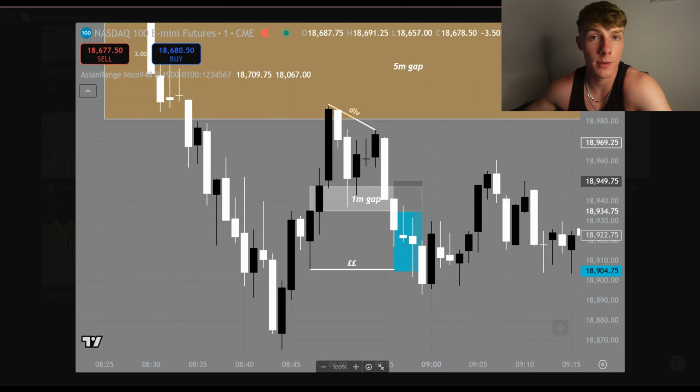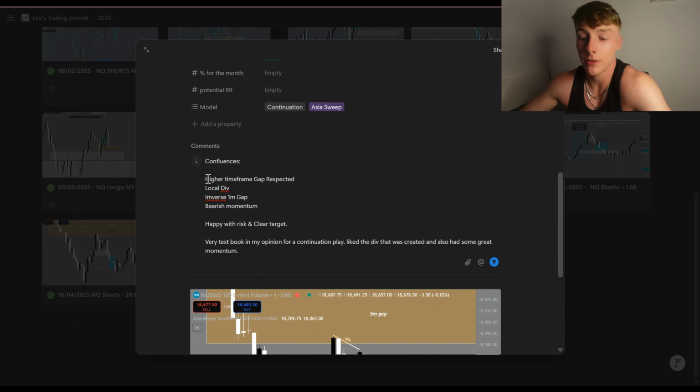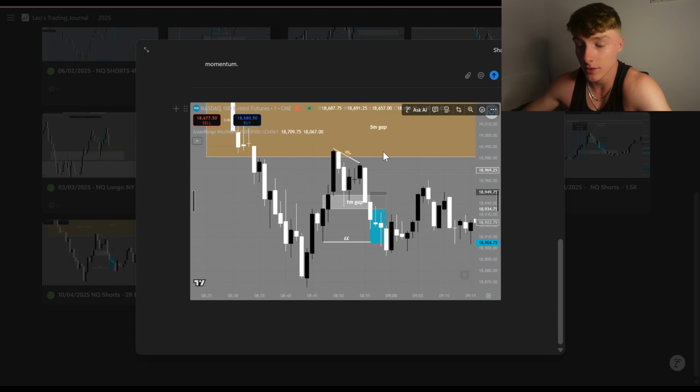Okay, hopefully you've had enough time now to have a look at the confluences. I'm going to break it down for you first. So we have the higher time frame gap respected. As you can see here, this is the 5 minute gap, and we are on a 1 minute time frame, so this would be classed as a higher time frame gap.